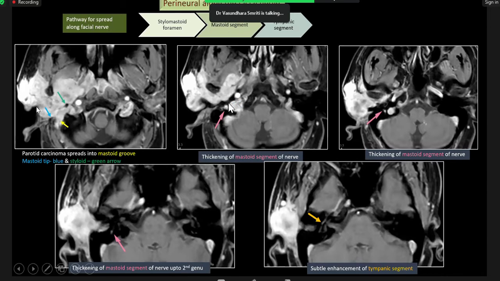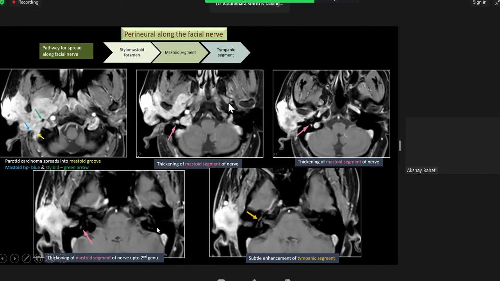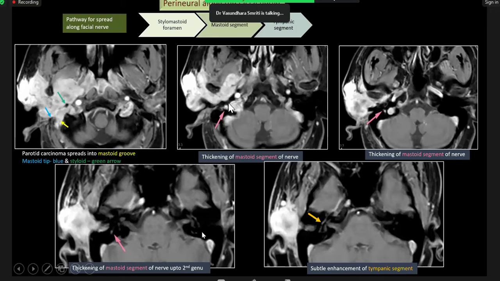Another case of a parotid lesion extending into the mastoid groove, there was an enhancement of the mastoid segment of the facial nerve coming up and some faint enhancement of the tympanic segment.